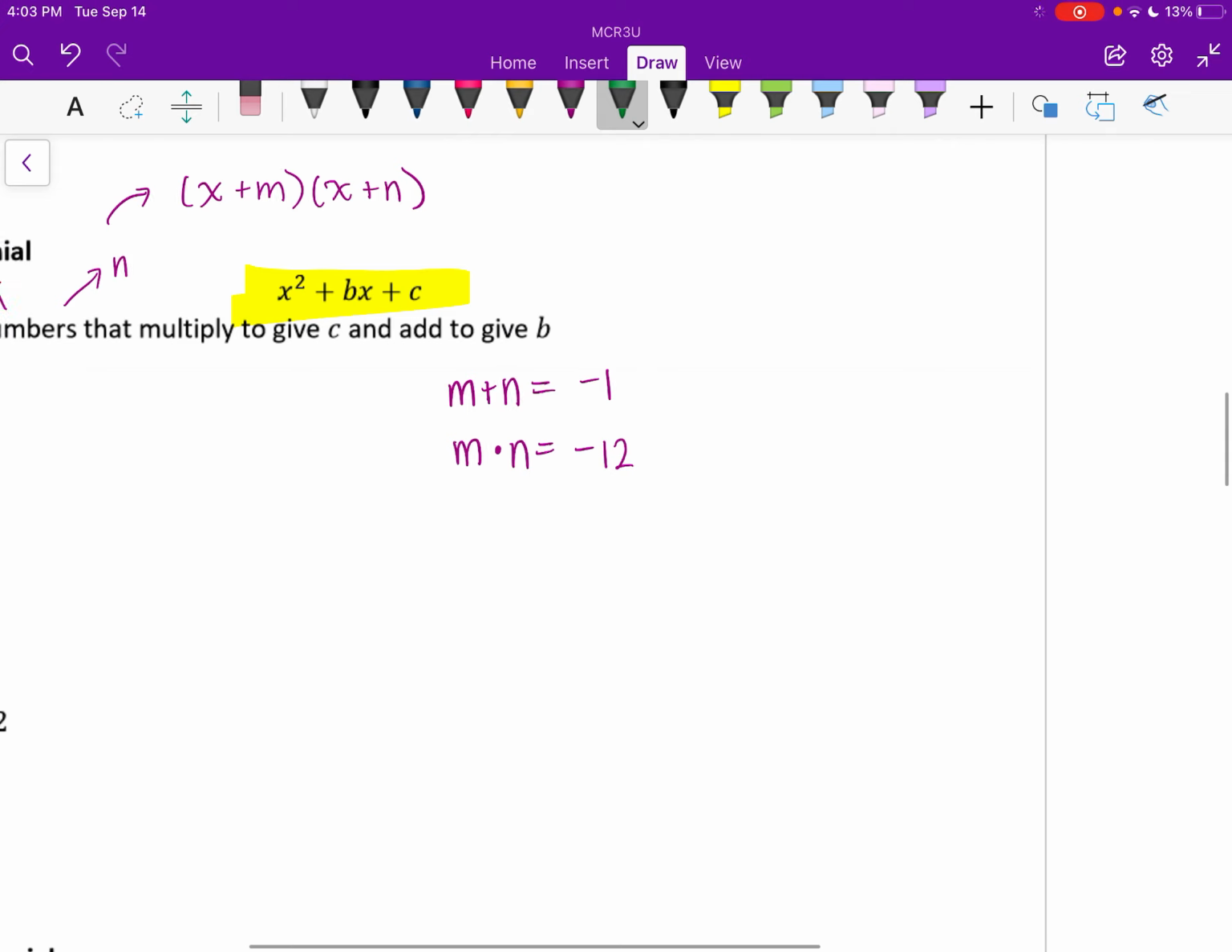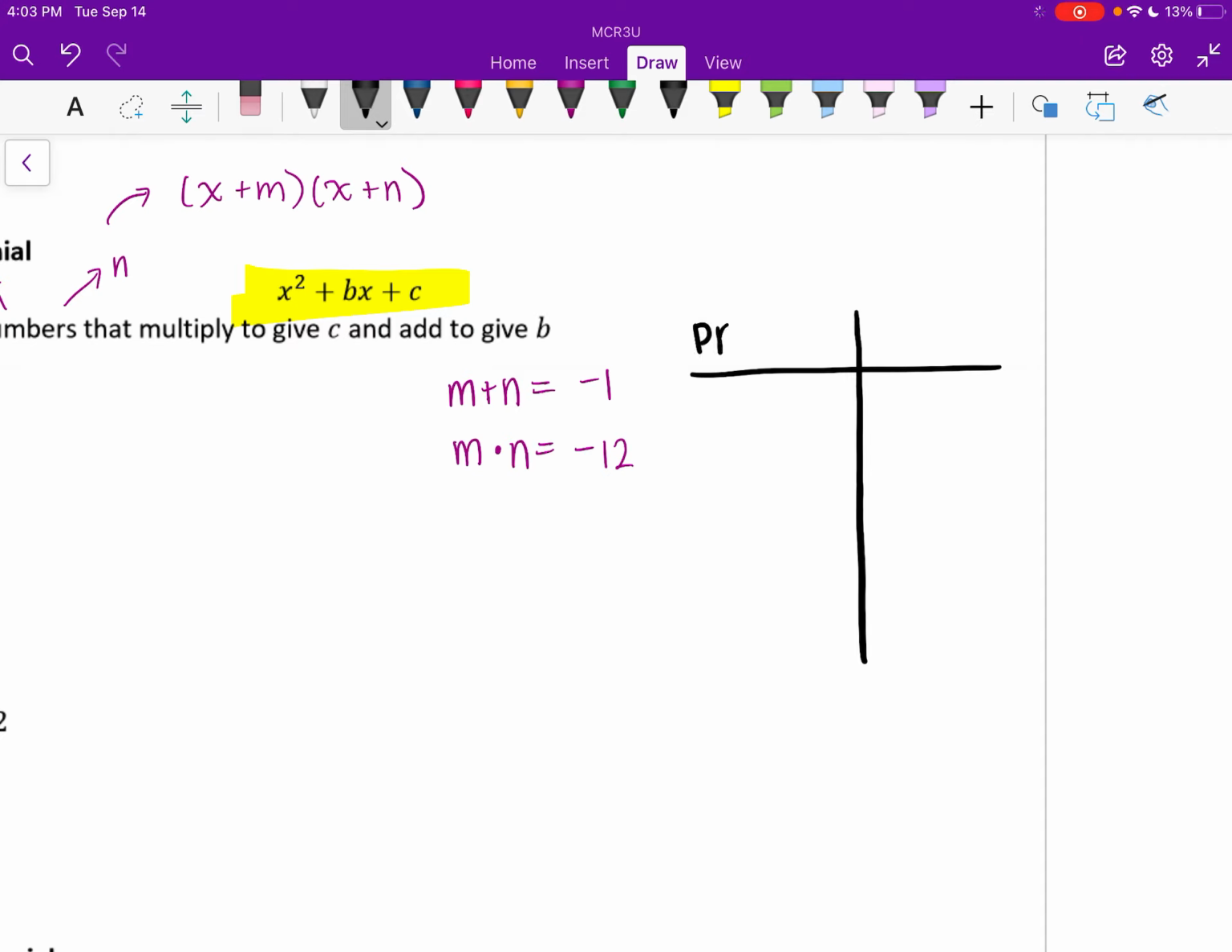So I like to make a little product-sum table for myself. I do the product first, and then the sum after. It's easier to find the product first than the sum. So let's find the product. Two numbers that multiply together to give me -12 are -1 and 12. If I add those together, I get 11. 12 and -1 also works. If I add those together, I get 11.